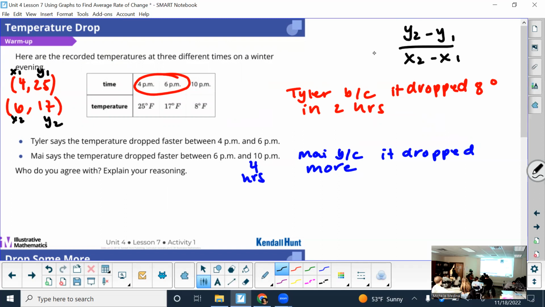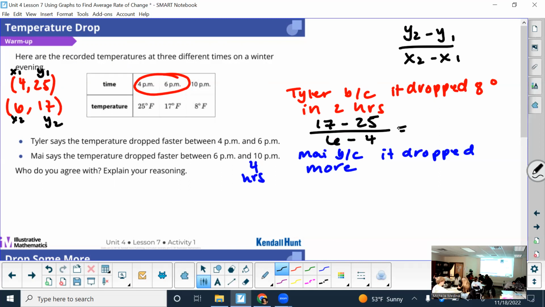So what are we saying that Y2 is? 17 minus Y1, which is 25, over X2, which is 6, minus X1, which is 4. I would not skip this step. I know you guys might think, oh yeah, I'm just gonna take a shortcut, not write it, not label it, but there's tons of silly mistakes out there.